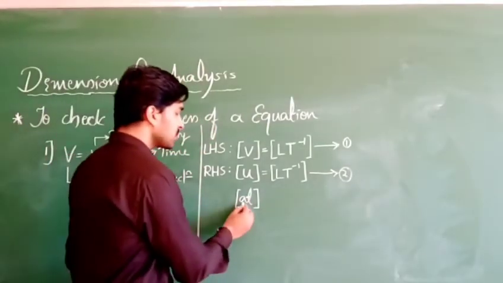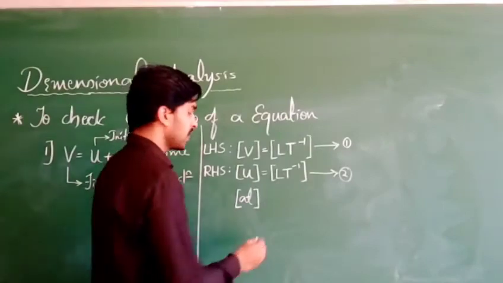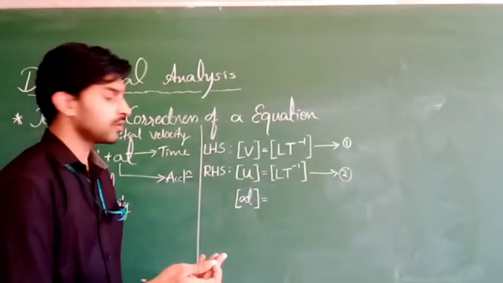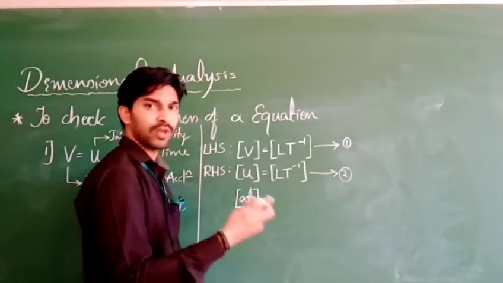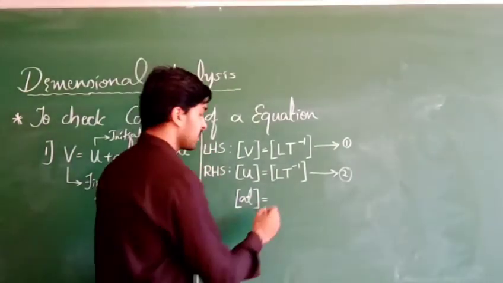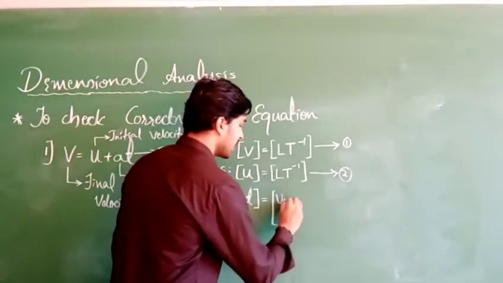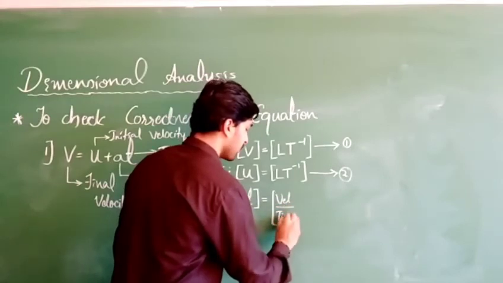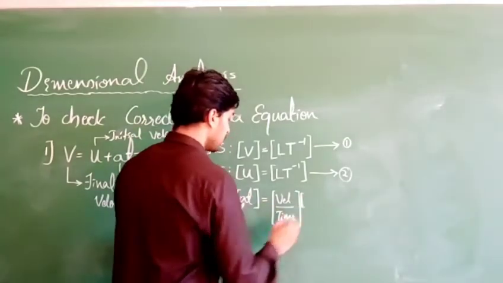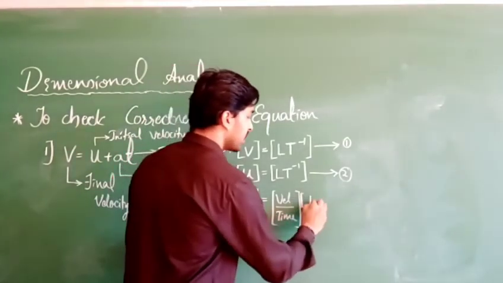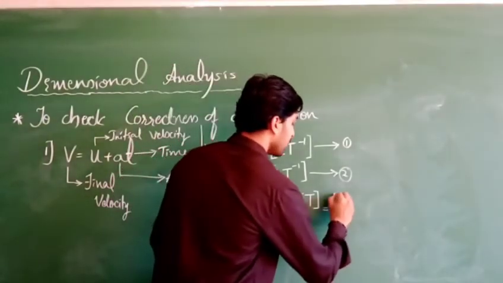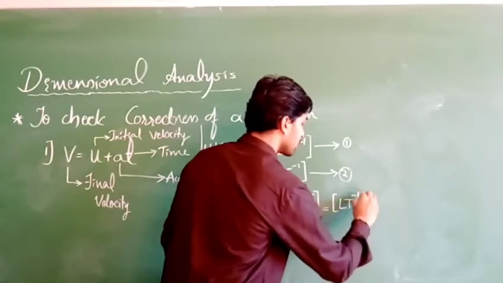Correct? So A means what here? Acceleration. Okay? Acceleration means rate of change of velocity. So how I can write it as velocity divided by time. For simplification, I will be writing here, this is nothing but velocity by time. A is nothing but velocity by time. Next, for T, I will be writing dimensional formula T only. So velocity, what you can write? For velocity, LT to the power of minus 1.